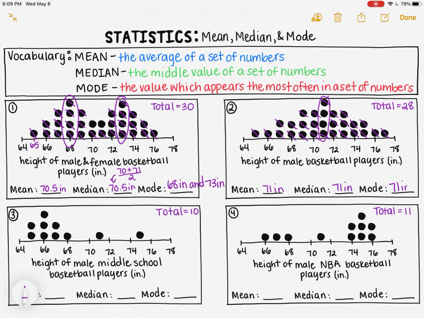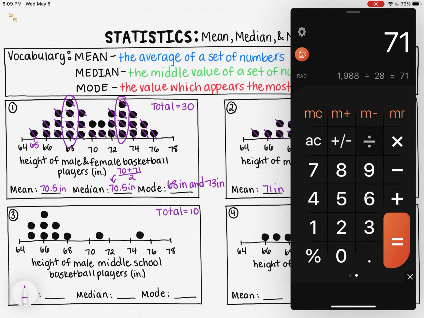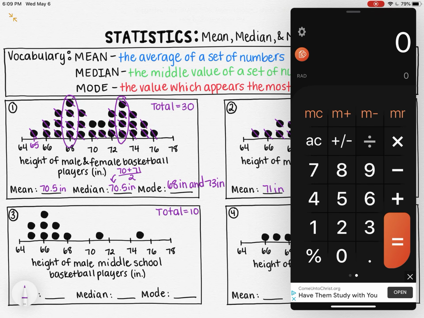Now the mode, remember, is our peak, or where we see the most dots, and that's at 71 as well. So you might notice that we got the same number for all 3 for this one, and you'll see later in another video why we got the same number for this dot plot.